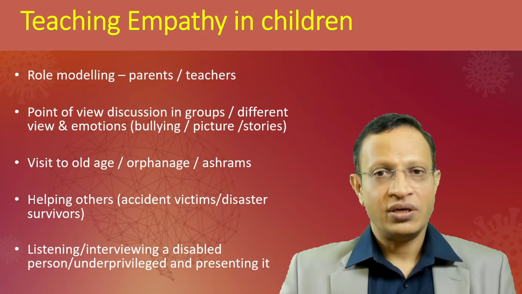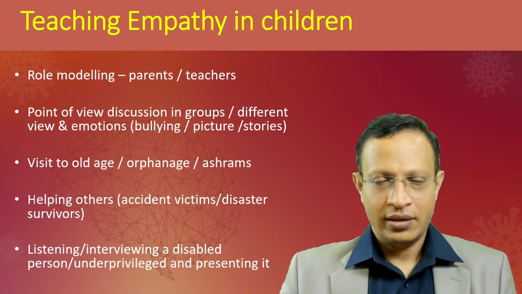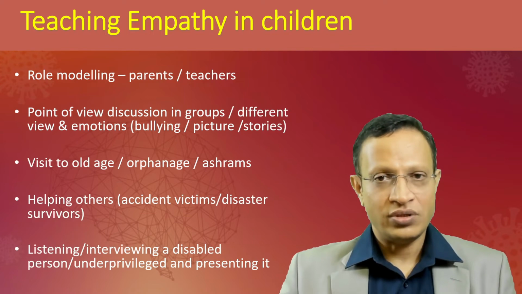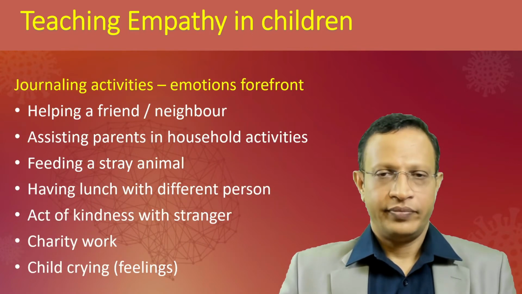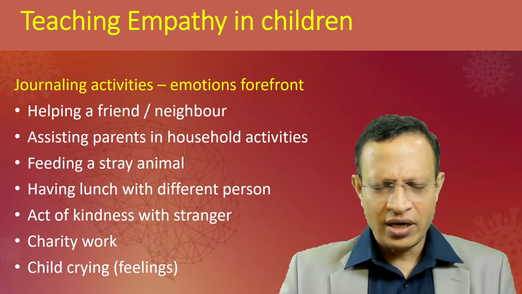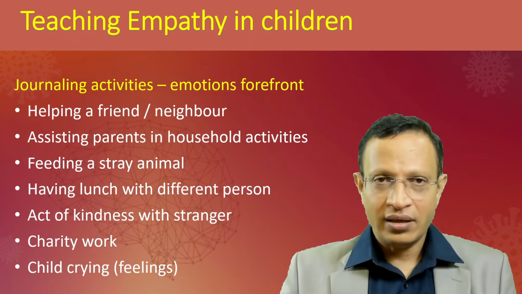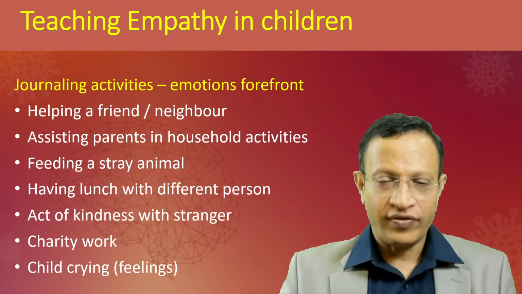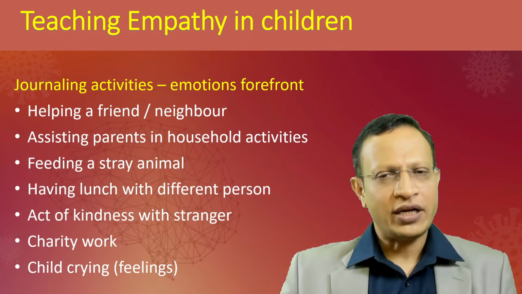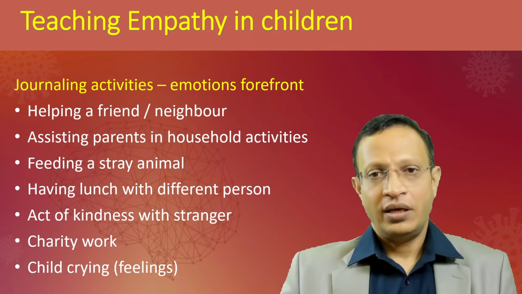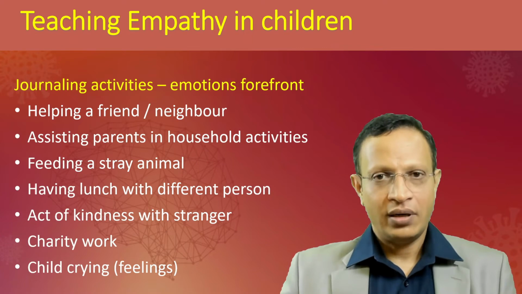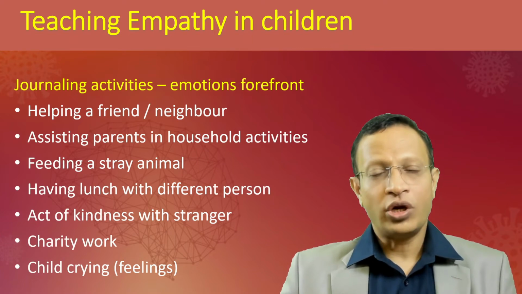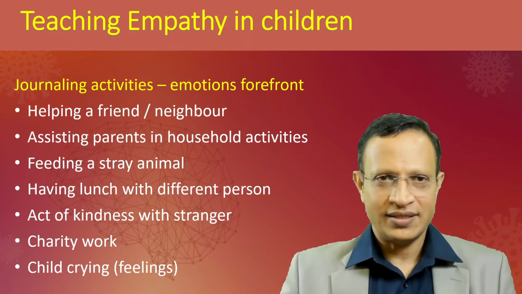And also, you need to teach listening skills, or even interviewing a person with disability or an underprivileged person, so that the child knows what difficulties various other people go through. Another important activity which all children and adolescents need to know is journaling the activities and emotions. That means you need to give activities to the children, especially in the age of 10 to 12 years. You have to say, today you are going to help one of your friends or neighbors, document that. Not only that, you will document how you felt when you helped somebody else.